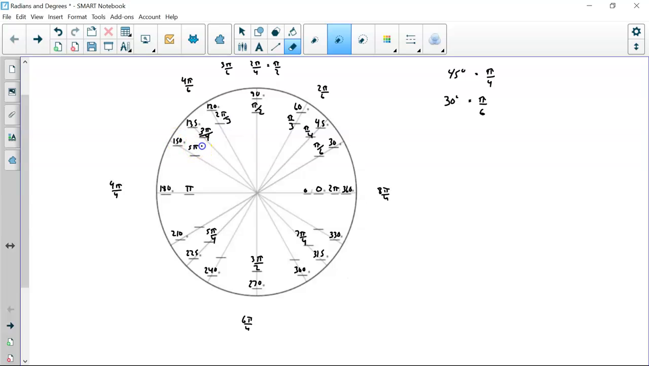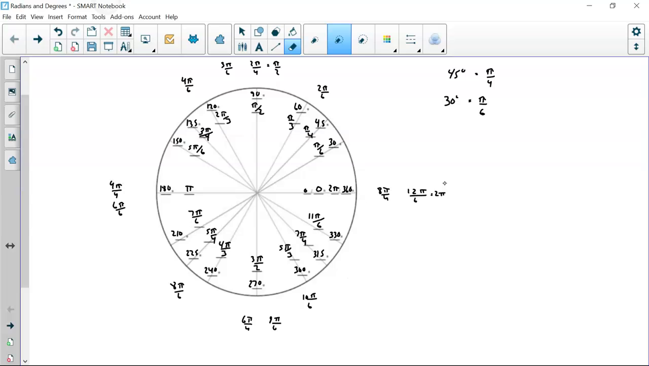Then we're at 5 pi over 6. Then we're at 6 pi over 6, which is pi. Then we're at 7 pi over 6. Then we're at 8 pi over 6, which reduces to 4 pi over 3. And then we're at 9 pi over 6, which reduces to 3 pi over 2. Then we're at 10 pi over 6, which reduces to 5 pi over 3. And then we're at 11 pi over 6. And then we're at 12 pi over 6, which is 2 pi. So we're back to the beginning. There we go. And that's how I do this.